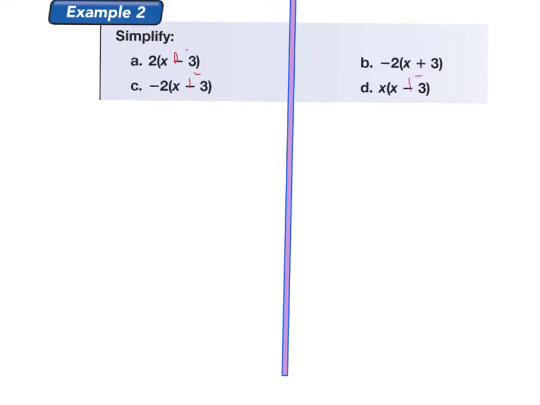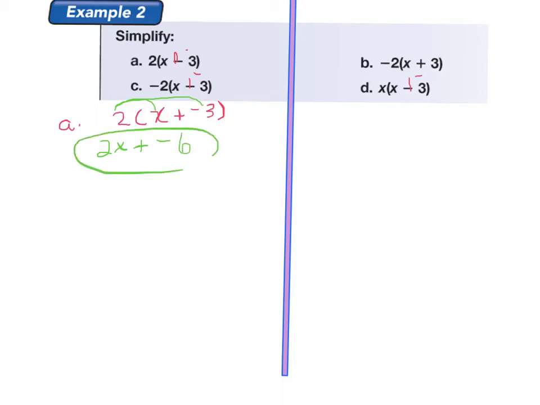Okay? So I'll rewrite A. 2 times x plus a negative 3. And I want to use the distributive property, so I'll go 2 times x, which is 2x, plus 2 times negative 3, which is negative 6, and that's the answer to A. Now, if we look over here at B, we have negative 2 times x plus 3.